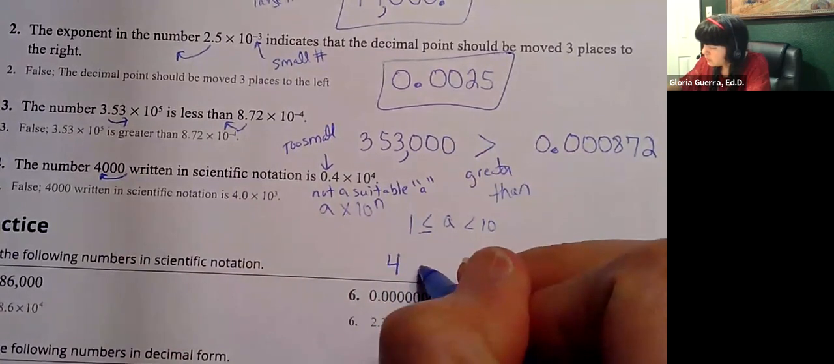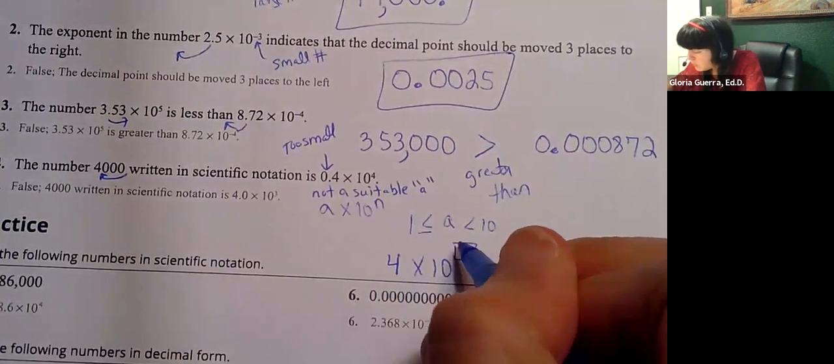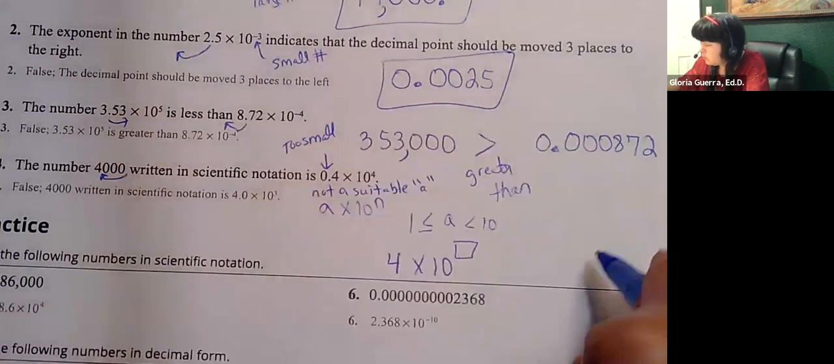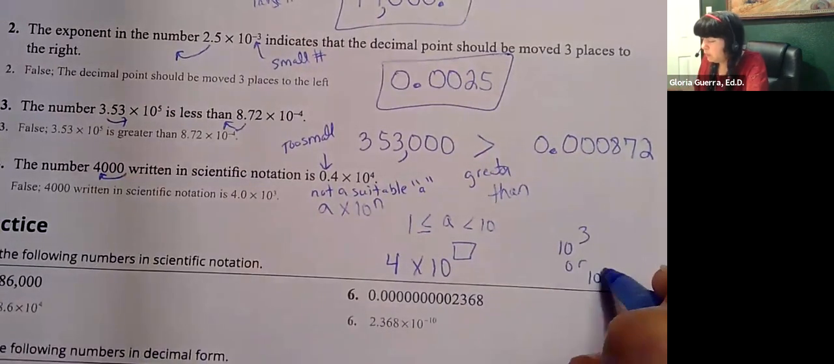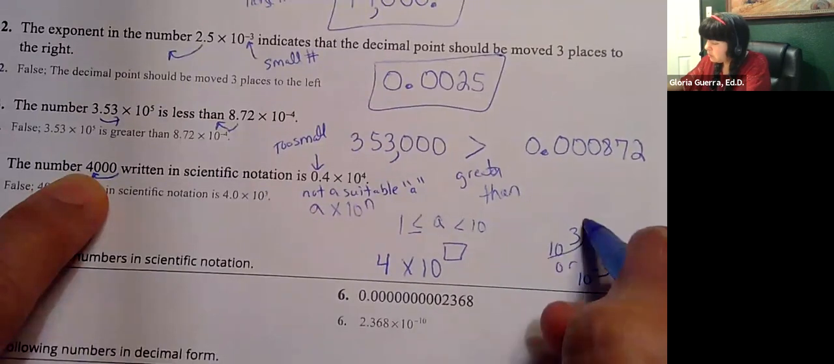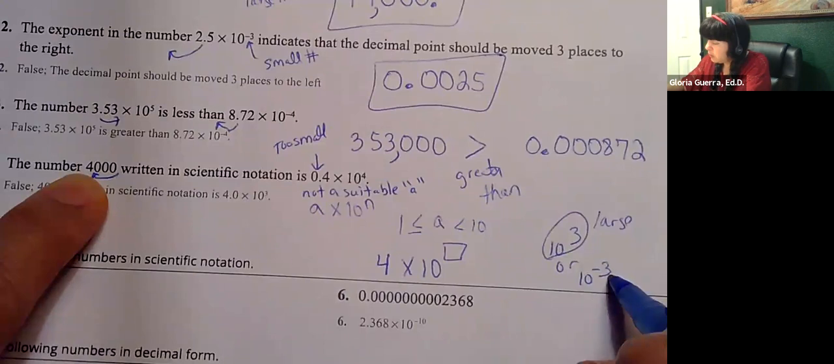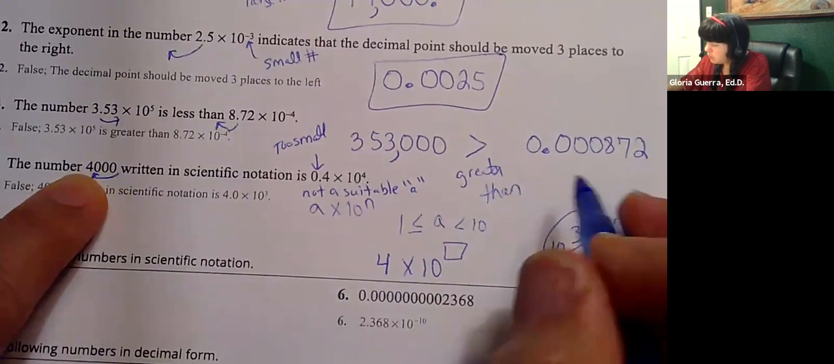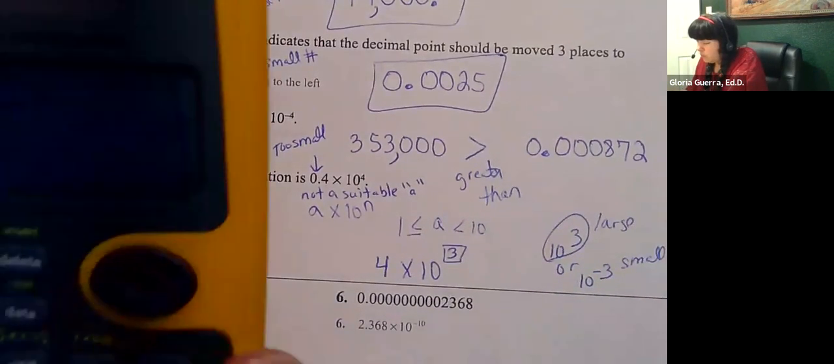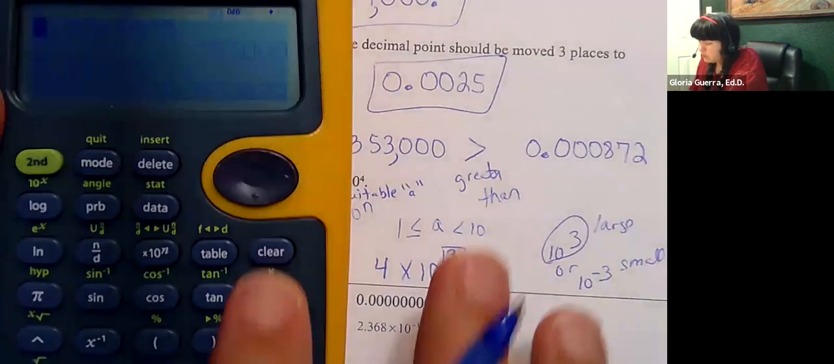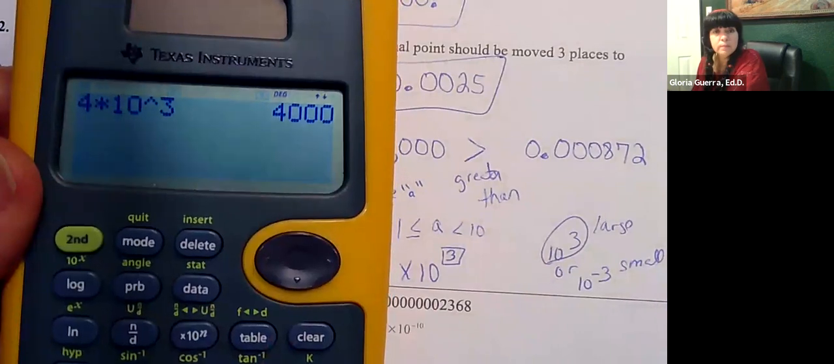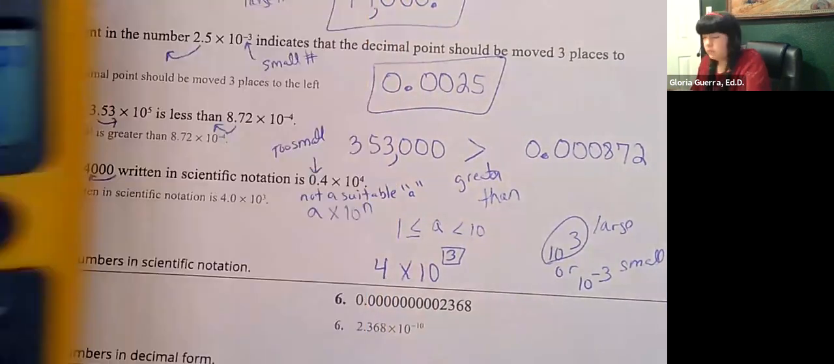Okay, times 10. And then how many times did you move it? 1, 2, 3. So you're like, do I go with 10 cubed or do I go with 10 to the negative cubed? Well, what do you need? This means large. So you want to go with this one because this is large. This negative is small. You need large. So you want to go with 10 cubed. So 4 times 10 cubed. 4,000. That works.